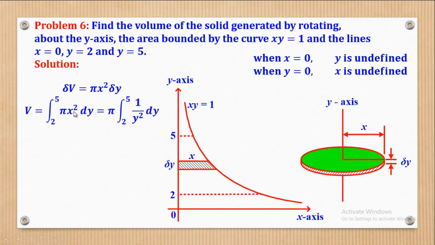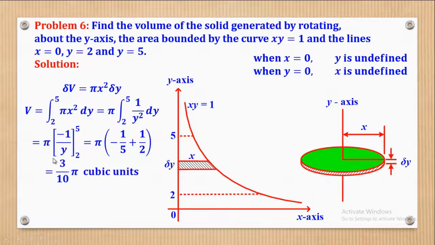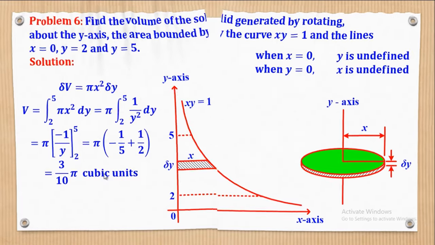But I know that x squared is equal to 1 over y squared. So when I integrate 1 over y squared, I'll come up with negative 1 over y. The limits are from 2 to 5. So when I substitute the limits, I'll come up with this. And when I simplify, I'll come up with 3 over 10 pi cubic units. And that will be the volume of the solid generated.